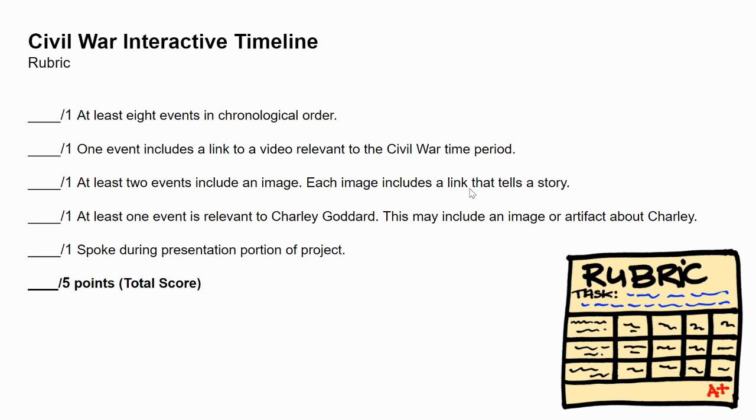I showed you the mind map, and then I also showed you the example of Charlie Goddard. At least 1 event is relevant to Charlie Goddard. This may include an image or an artifact about Charlie. And then with the presentation itself, each person spoke during the presentation itself. Now, if you are not presenting your project, then I will take that point and add it to these events up above so that your total points equals 5 points as everybody else does or all your classmates do.